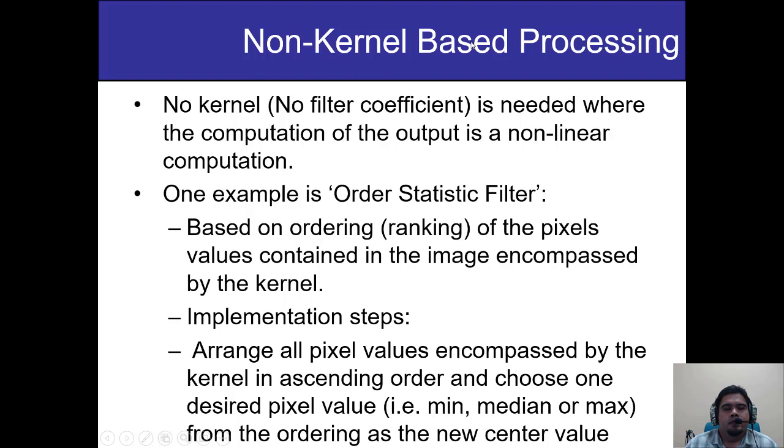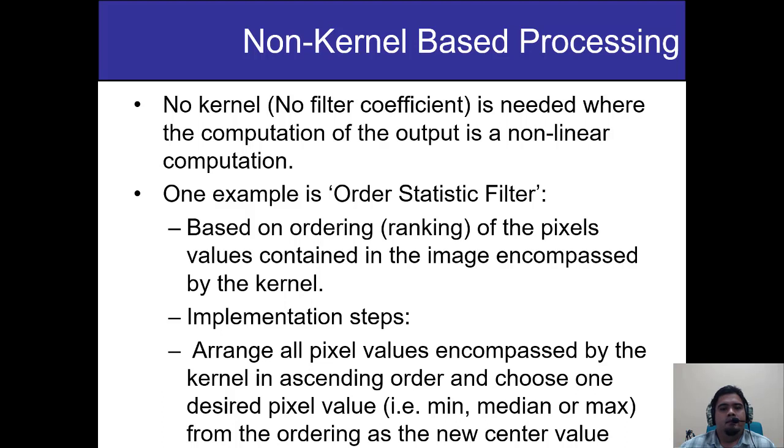Non-kernel-based neighborhood processing means no kernel, no filter coefficient. No kernel is needed to compute the operations, and it is also known as non-linear filtering. Kernel-based neighborhood processing is also called linear filtering, while this one is non-linear filtering.